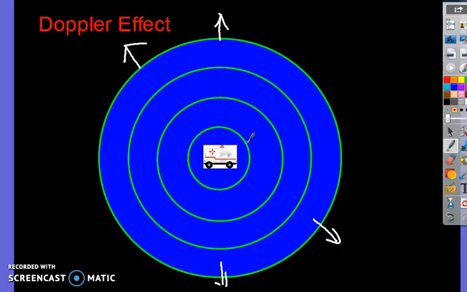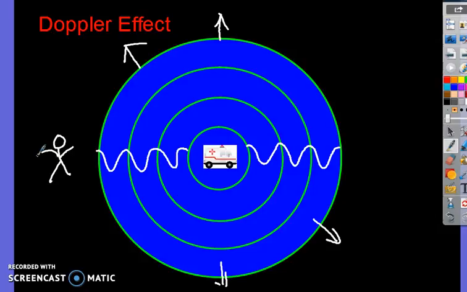So if these lines represented the crests, I could draw the wave kind of like this. And then the waves would be exactly the same, if I drew it better, on the other side. So whether we are standing here, or here, or anywhere else around the circle, the sound of that siren will be the same.